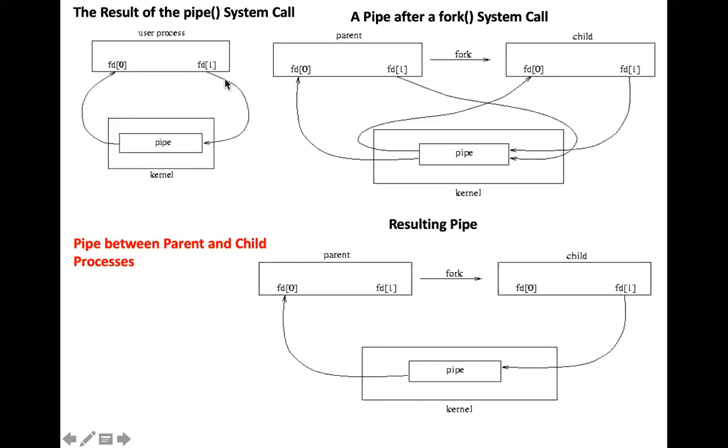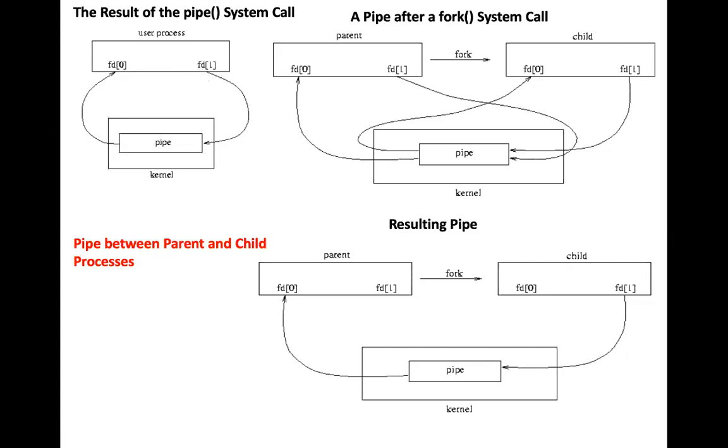Basically, this is the first case shown here. There is a user process, and it does a pipe system call. It means the kernel now creates a pipe here, and then it gives 2 file descriptors, fd0 and fd1, to the user process.